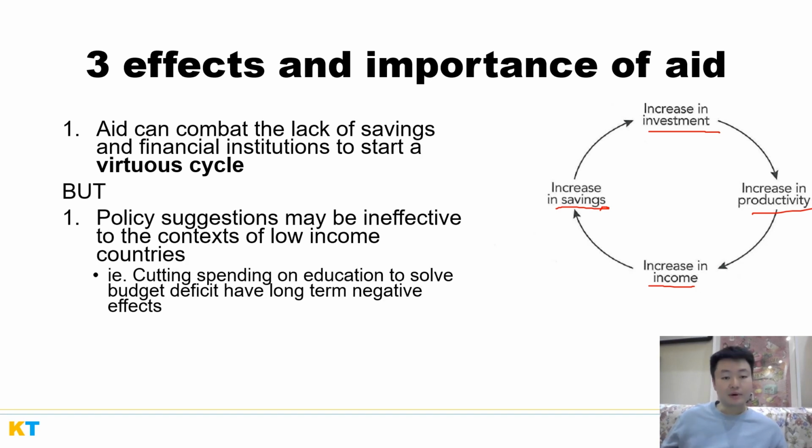But policy suggestions may be ineffective in the context of low-income countries. For example, the IMF might try to calm down inflation in a country by telling the country's government to cut spending on education, right? And that will also help you solve the budget deficit, for example, because the IMF obviously does not want countries to keep having to borrow money from other countries and organizations.